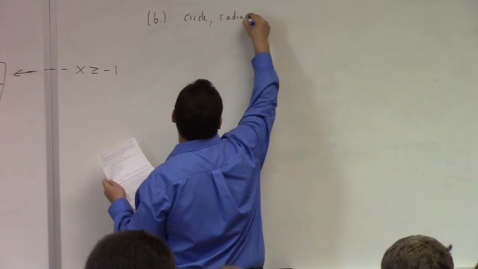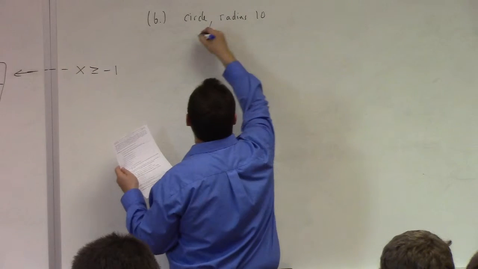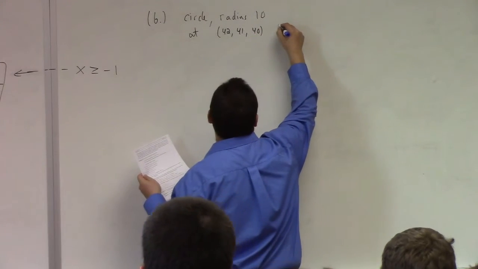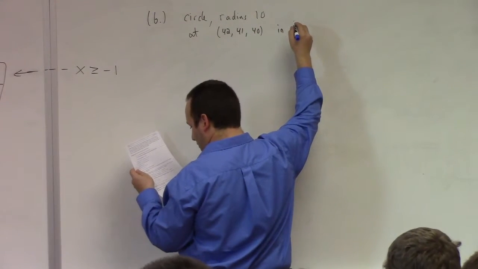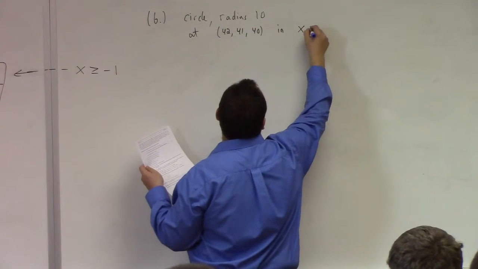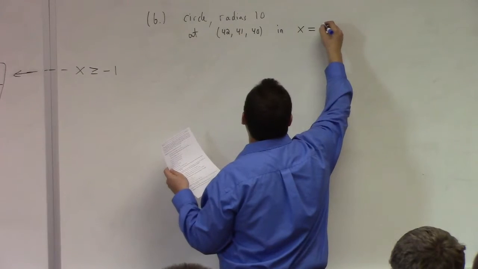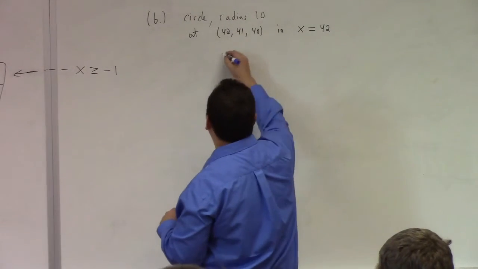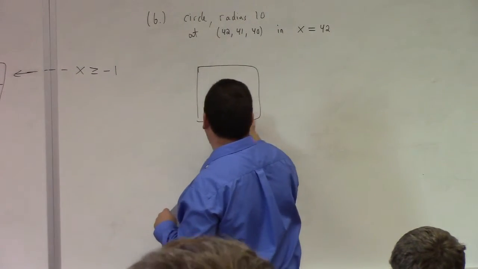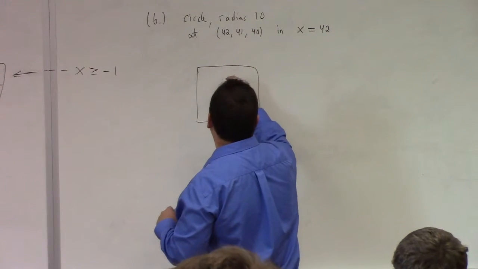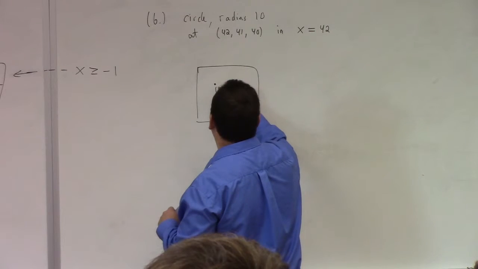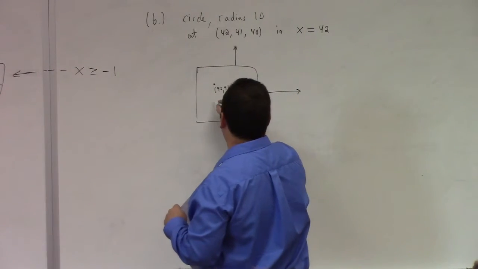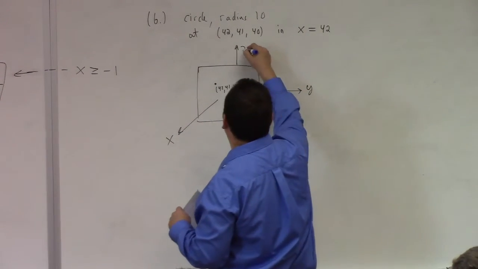radius 10 at, let's say, 42, 41, 40, in, I don't know, x equals 42. I guess I better do the x equals 42 plane, otherwise it doesn't make sense. So there's this x equals 42 plane, right? There's this point in the plane, 42, 41, 40. And then, of course, back here you've got your x and y, and the picture doesn't really matter.